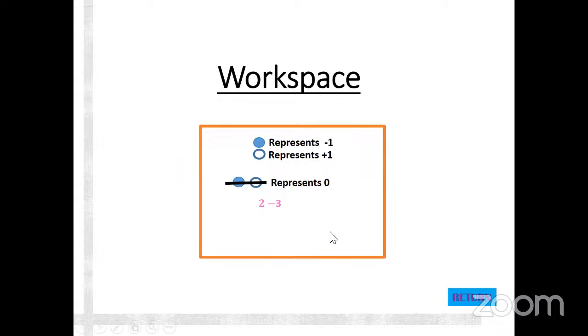Diana says 2. Diana says 3. iPhone says 2 uncolored, then 3 colored. 2 uncolored, very good. Then 3 colored, very good. And how many zero pairs can I cancel? That's a fancy word we use for when it goes to 0. How many of those do I cancel? How many of those simplify to 0?